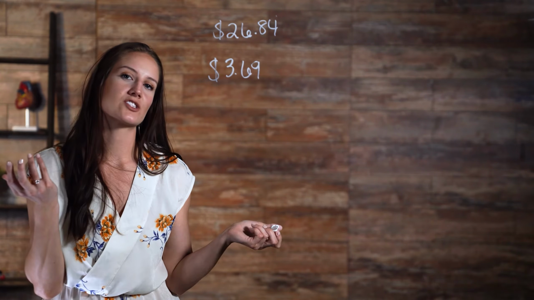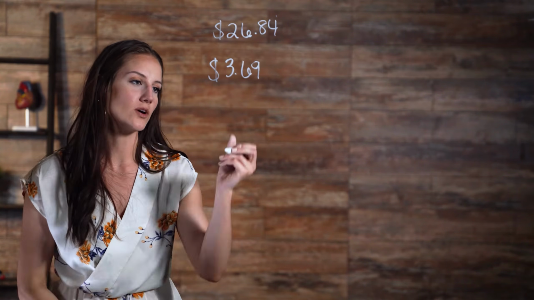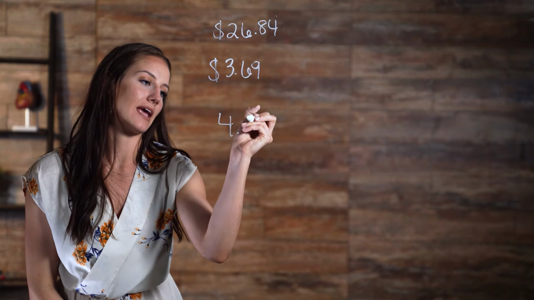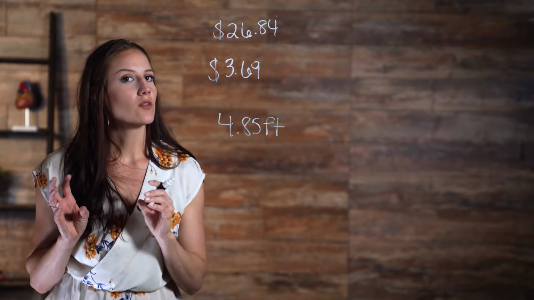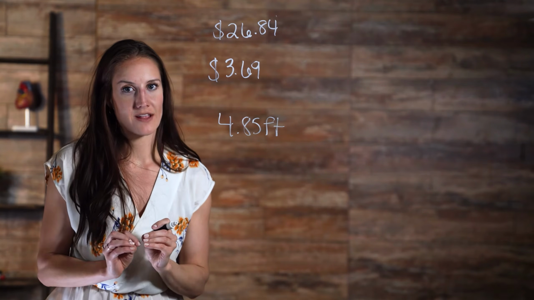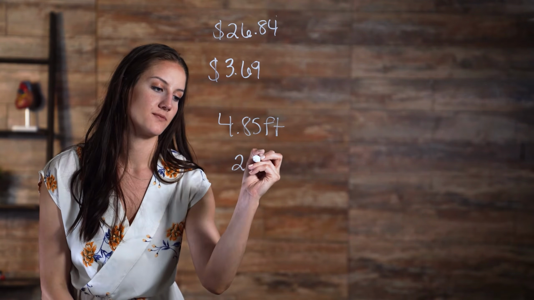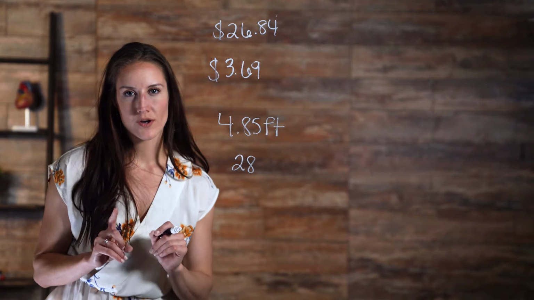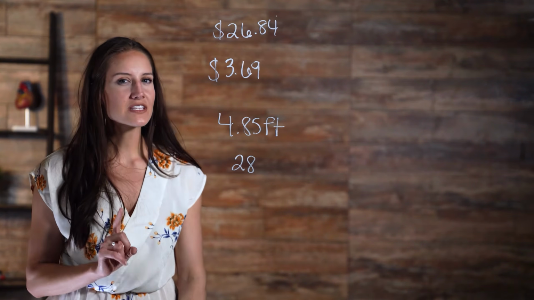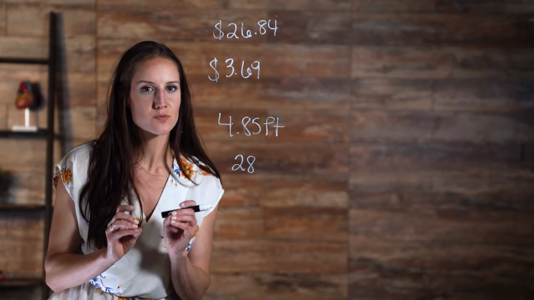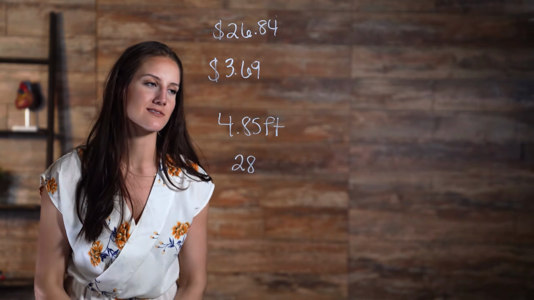Or let's say you're constructing a house and you need pieces of wood that are 4.85 feet long. The local store sells large beams of wood that are 28 feet long. At the store, you wonder how many pieces of wood you can cut out of each beam. Having the ability to divide numbers with decimals would help you in these situations.